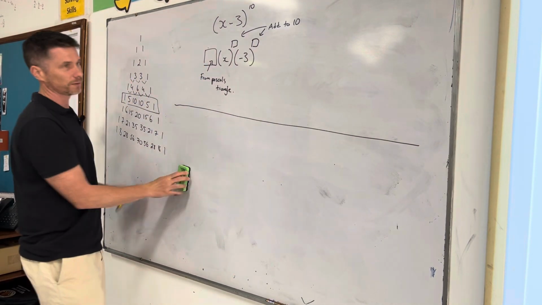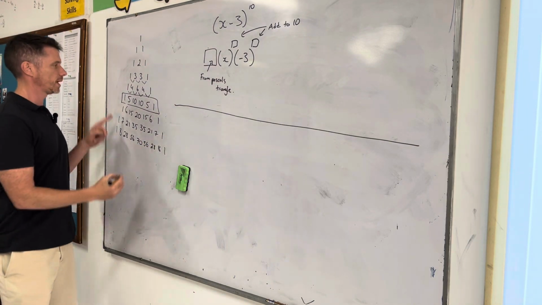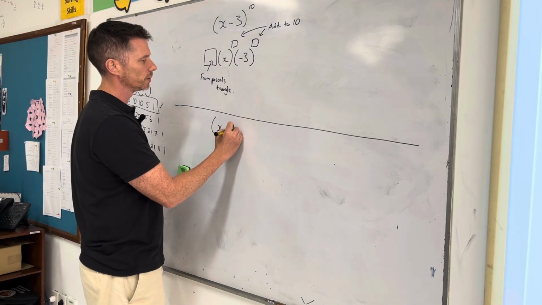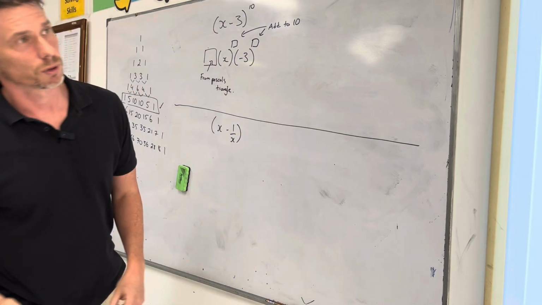So this one, I want to find a particular, the fifth row of Pascal's we already have here, so we don't need to do that. But we do need to expand now something a little bit more difficult. So it's x minus 2 over x.